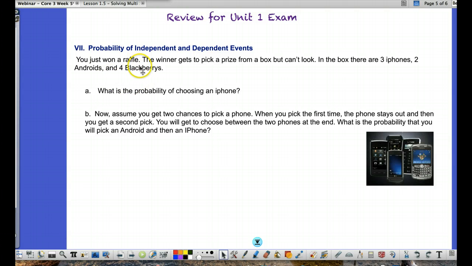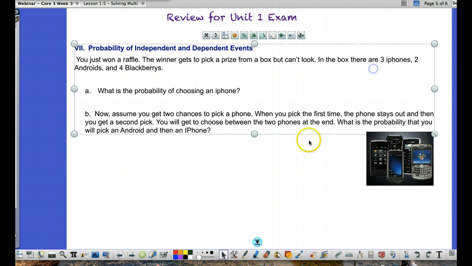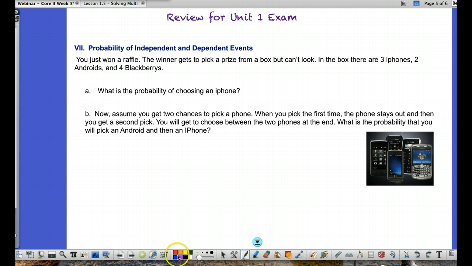You just won a raffle. The winner gets to pick a prize from a box but can't look. In the box there are 3 iPhones, 2 Androids, and 4 Blackberries. So what is that? 9 phones. 3, 4, 5, 6, 7, 8, 9. So we have 9 total phones.